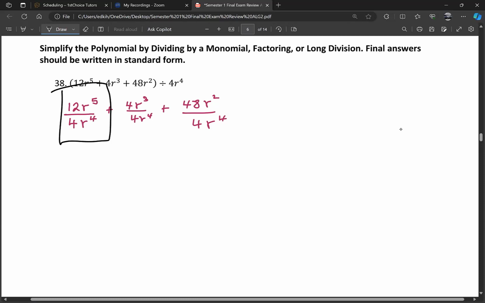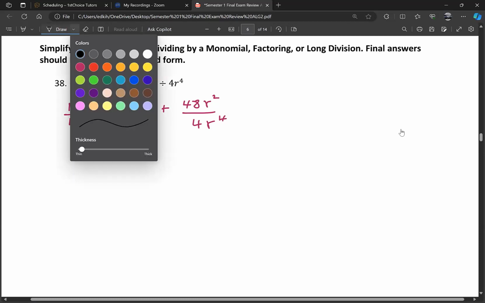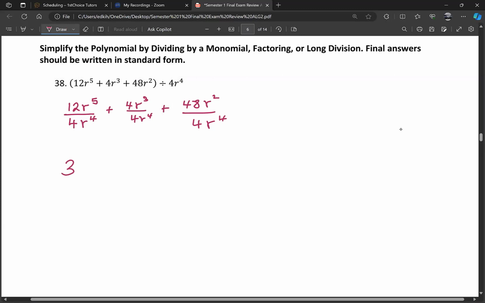So starting with this, 12 divided by 4. Oh, that's just a 3, right? And then r to the 5th divided by r to the 4th. Remember, you keep the base. And the rule says if you're dividing, subtract the exponents. You subtract 5 minus 4, which will be just r to the power of 1. But if it's to the power of 1, is there a point of me showing the 1 there? I wouldn't even bother. Just leave it alone. Okay, go to the next one.